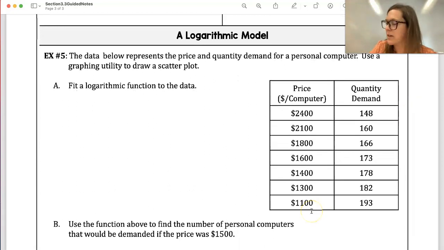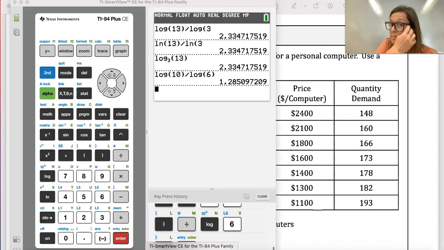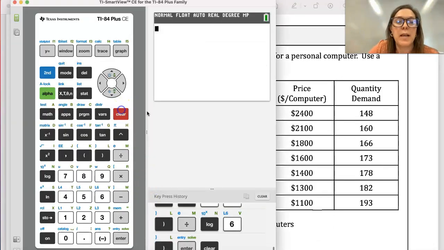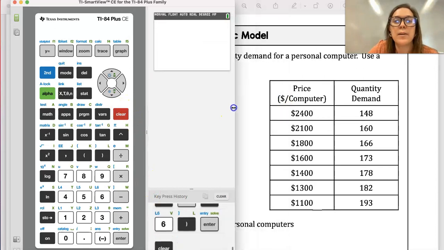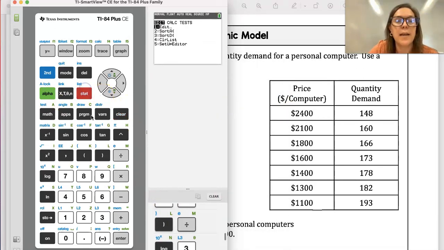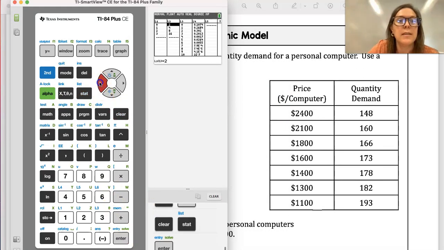All right, here we go. Last one. This one you definitely are going to need your calculator for. It says the data below represents the price and quantity demand for a personal computer. Use a graphing utility to draw a scatter plot. So get your calculator out. If you remember from class yesterday, how do we create a list? I'm going to hit stat and hit enter. Clear out what is there.